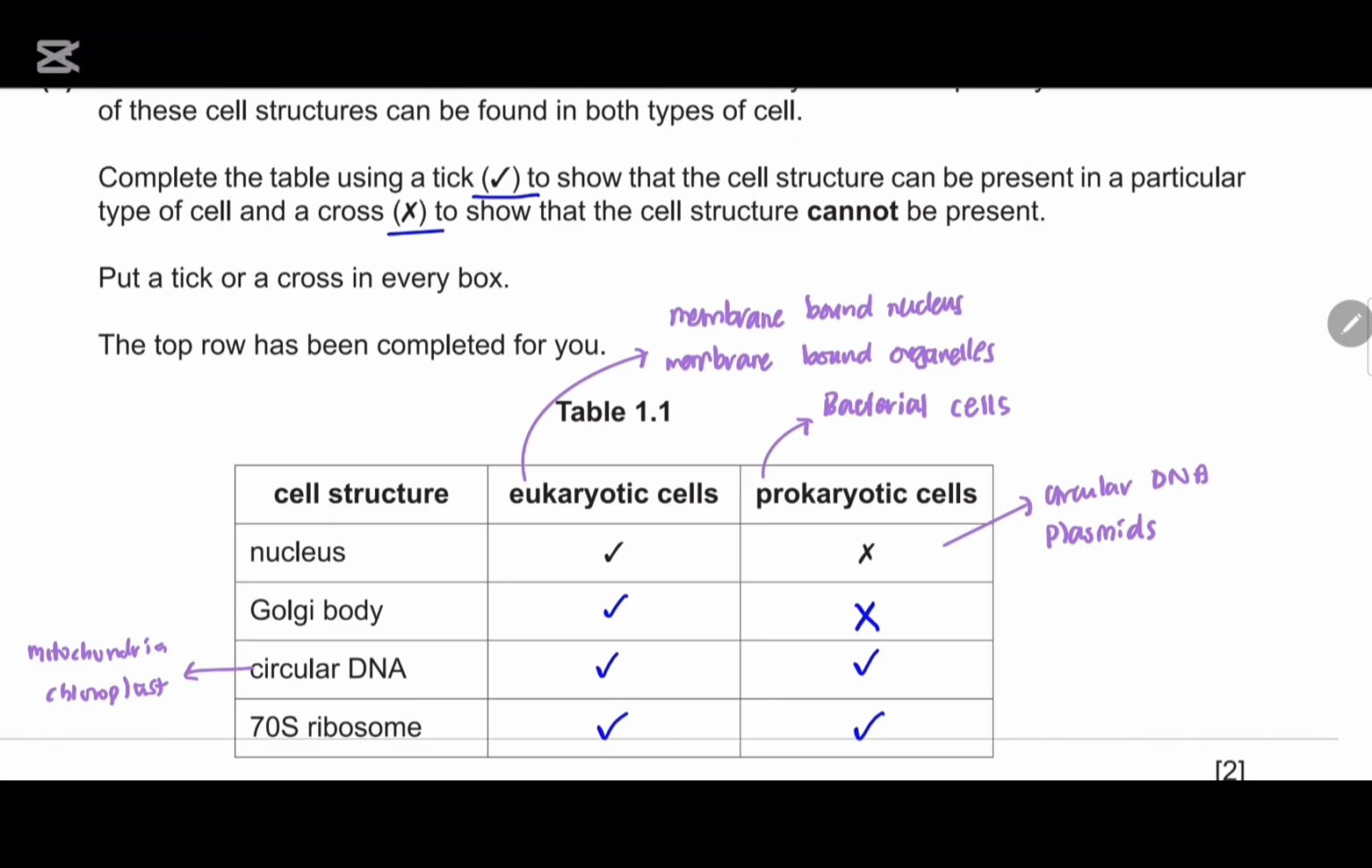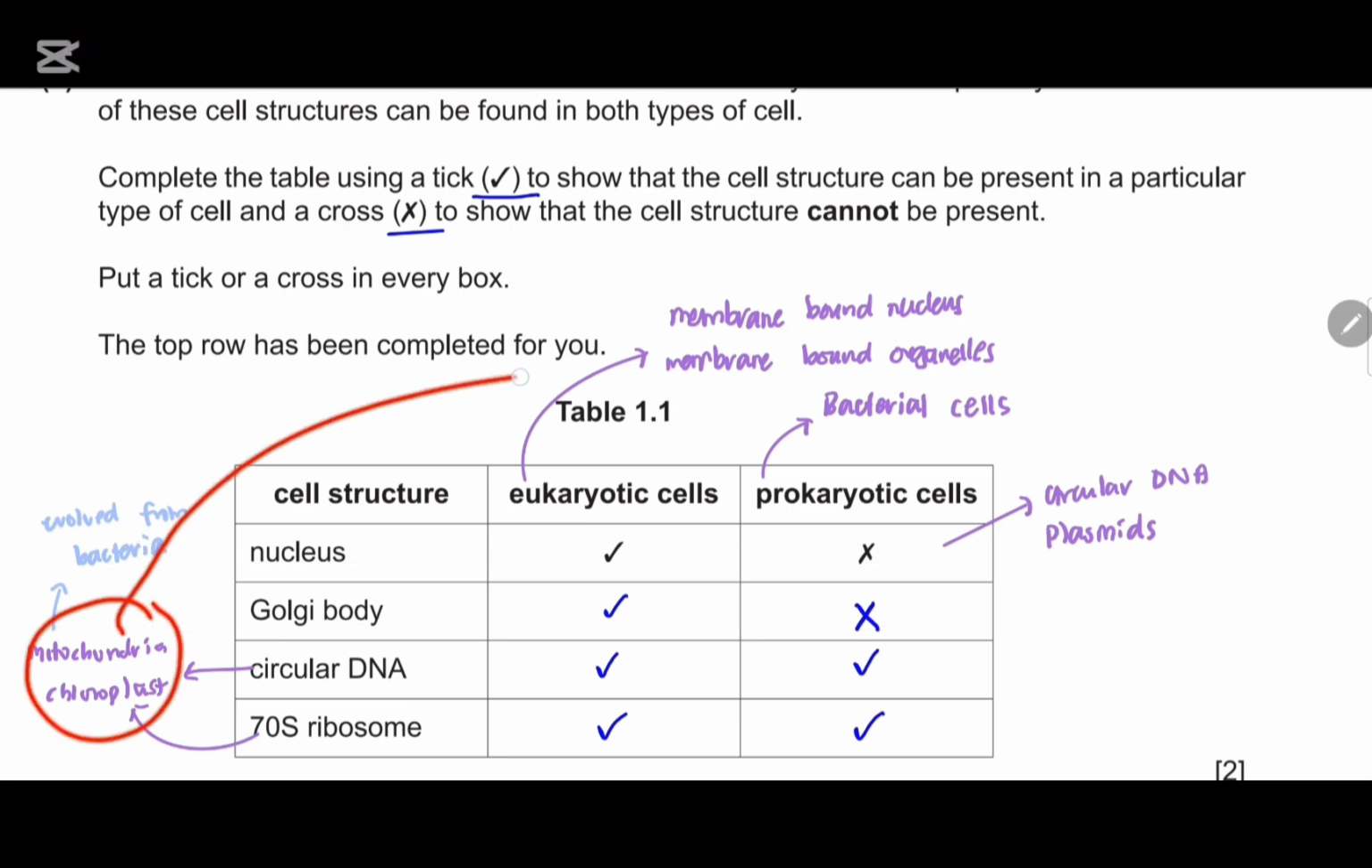Now, where can we find them? Again, it is in the mitochondria and chloroplast. Okay, this is a quick reminder that mitochondria and chloroplast actually evolved from bacteria. So that's why they share the same features that a bacterial cell might have.